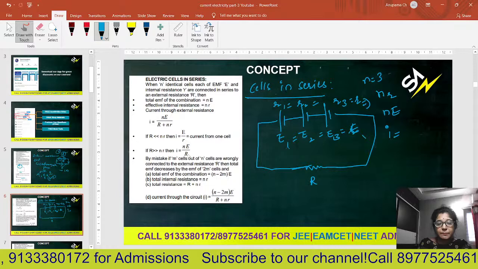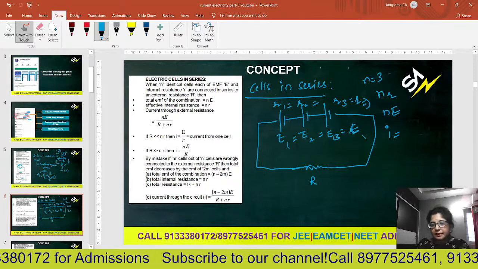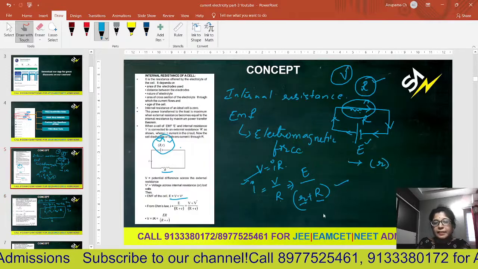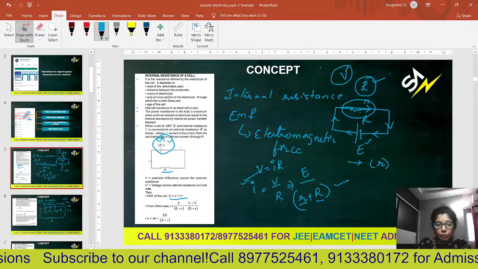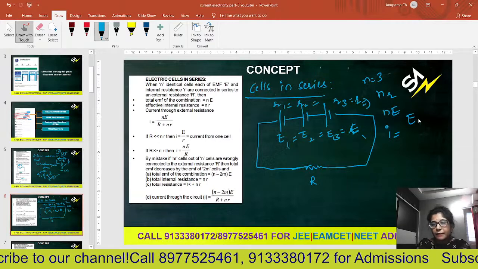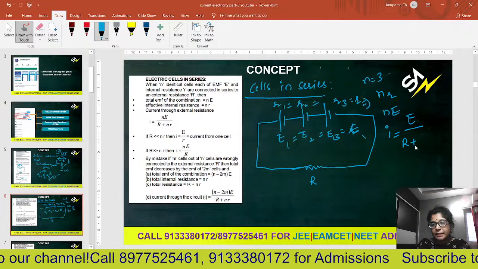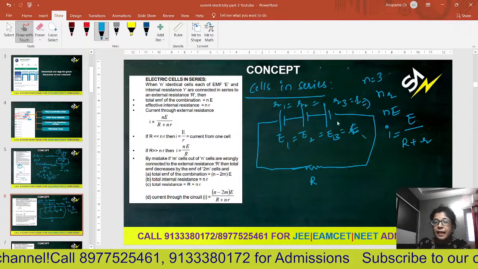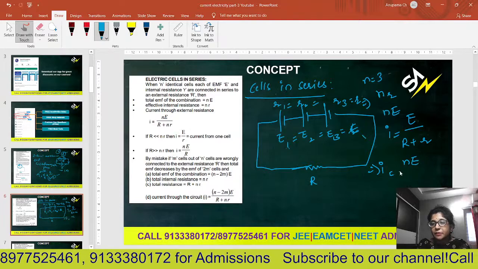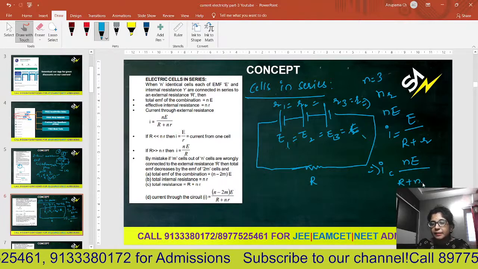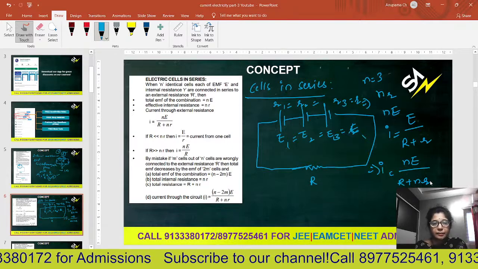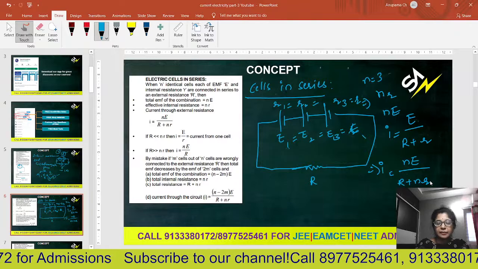Now let us take I equals, what is the formula we got from the last page? This is the formula. Now we will put all those in this formula. The actual formula is I equals E by R plus r. But here, as they are in series, we can write I equals n into E by R plus n into r. So this is for cells in series.